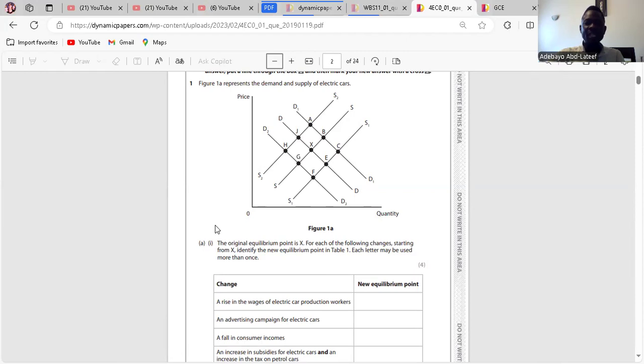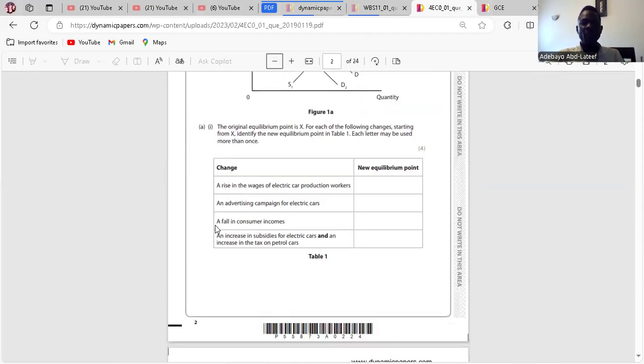The second one, an advertising campaign for electric cars. An advertising campaign for electric cars will increase consumption of electric cars. It has to increase if it's successful. So a successful advertisement will increase the quantity demanded for electric cars, shifting the demand curve rightward from D to D1 at B. Clear?